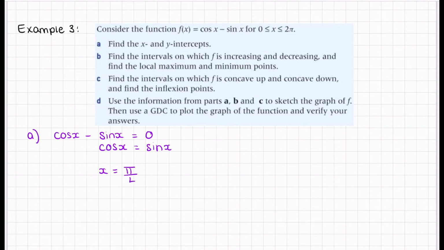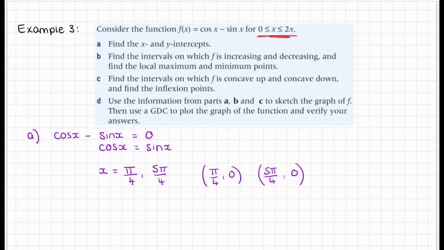Now, our domain is between 0 and 2 pi, which means it's going to be more than one option where they're the same. So sine x equals cos x there, but also at 5 pi on 4, which is in the third quadrant. Because in that quadrant, sine and cos are both negative, which is the third quadrant, and the first quadrant, obviously sine and cos are both positive. So our x-intercepts are at pi on 4, 0, and 5 pi on 4, 0.